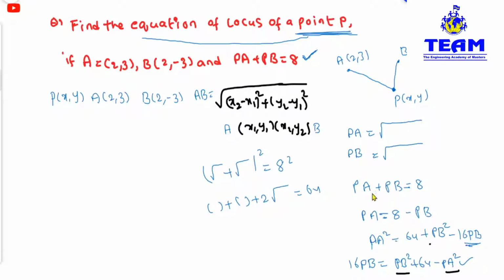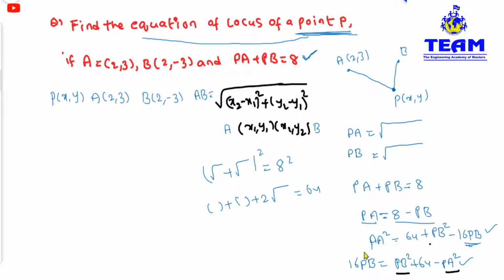PA is given, PB is given, and PA + PB is equal to 8. Now write PA = 8 - PB. Now take the whole square on both sides. So PA square is equal to 8 square, which is 64, plus PB square, minus 2 times 8 times PB, that is 16 PB. Now PA square has no root, since the root gets cancelled, and PB square also has no root. Now 64 is 64, and only this one part has a root.